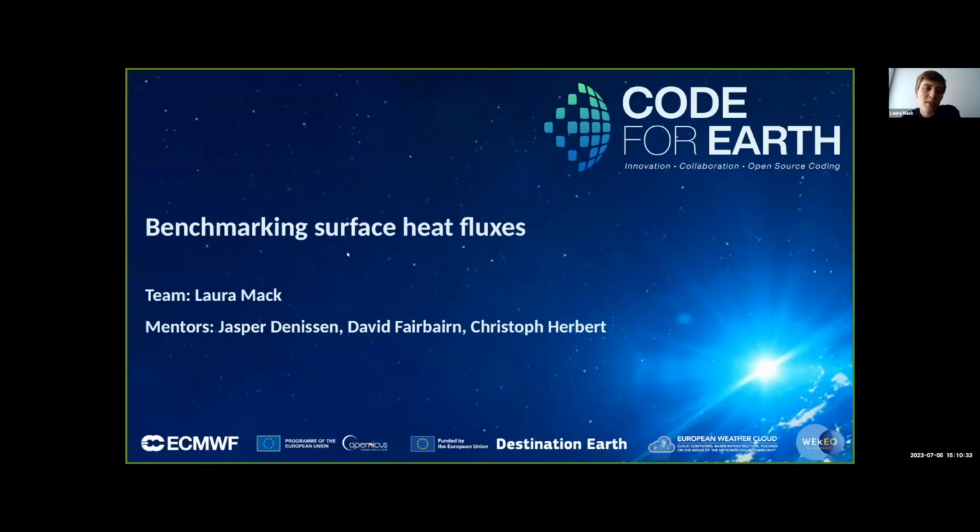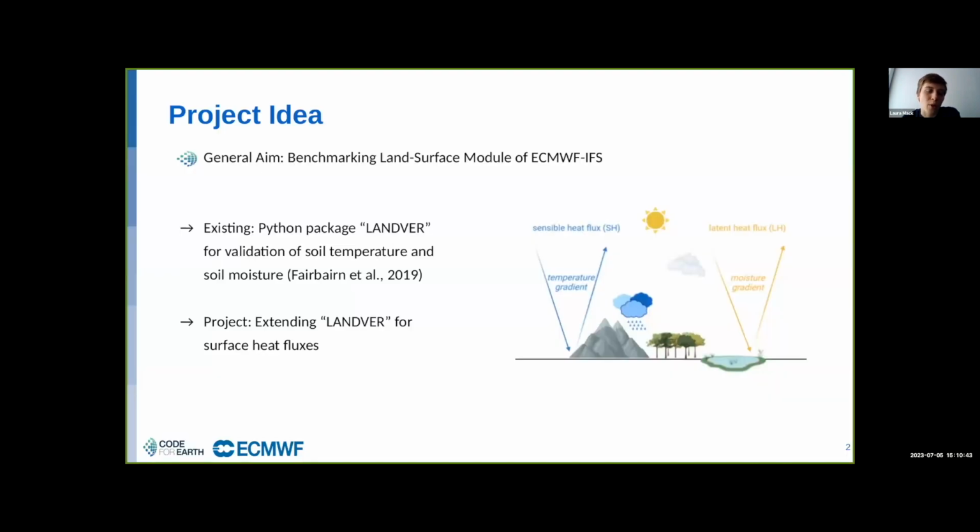Okay, yeah, as already mentioned, my topic is benchmarking surface heat fluxes, and I work with Jasper, David, and Christoph on this project. I will start with a general background. Our general aim is to develop a framework for benchmarking land surface components of weather or climate models, with special focus on ECMWF models. There is already a Python package called LANDVER for this, which allows for the validation of soil temperature and soil moisture. What we want to do is to extend this package for surface heat fluxes.